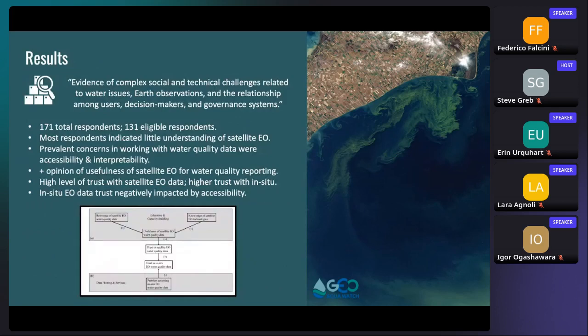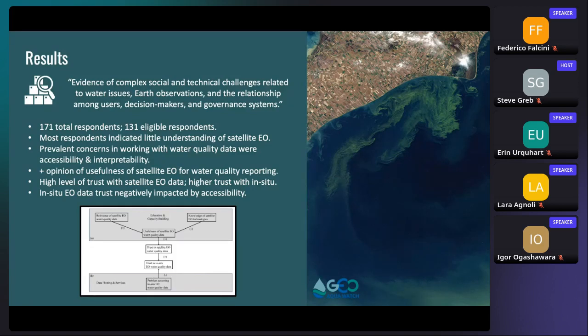Overall, the results from the survey revealed evidence of complex social and technical challenges related to water issues, Earth observations, and the relationship among users, decision makers, and governance systems. There were a total of 171 respondents, 131 of those which were eligible for analyses. Most respondents indicated little understanding of satellite Earth observation technologies. The most prevalent concerns in working with water quality data were accessibility and interpretability. There was a positive opinion of the usefulness of satellite Earth observation for water quality reporting.